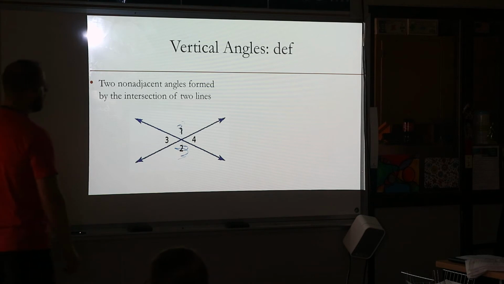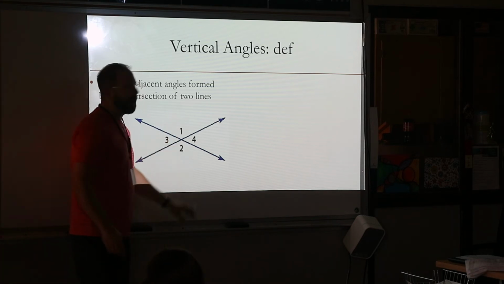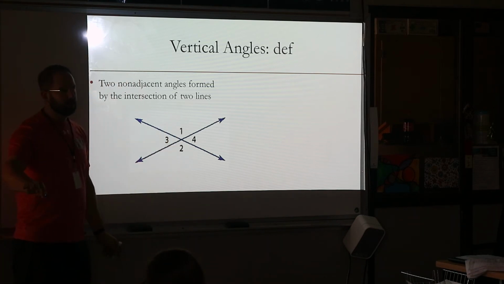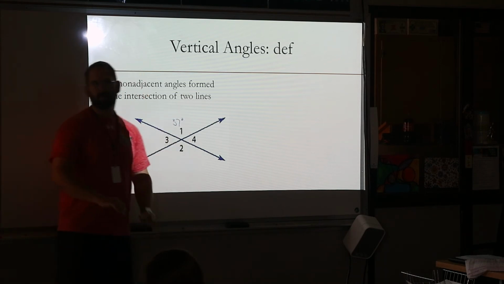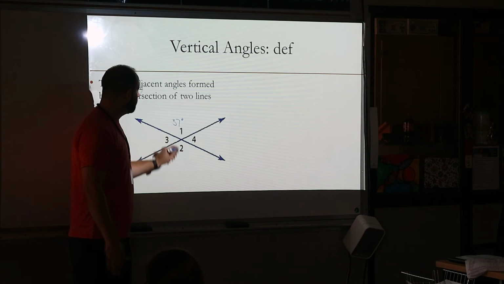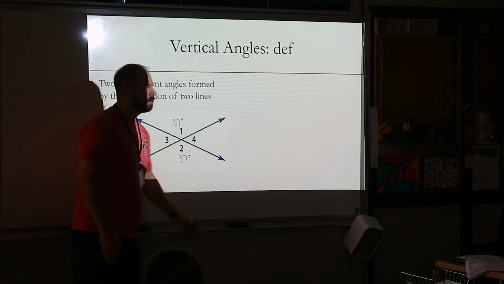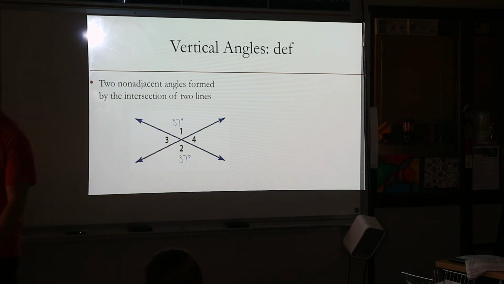Vertical angles are equal. So if somebody gives me a random angle, any number you want, 37. Okay? Let's say this is 37. The picture looks terrible, but it's 37 degrees. If that's 37, you can transfer that to the other side. That's what vertical means you can do.